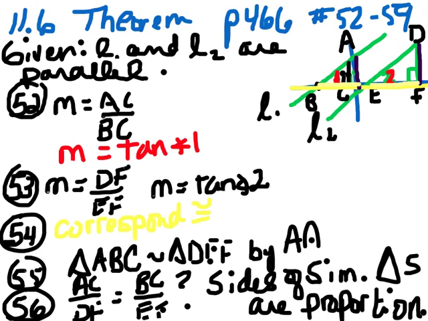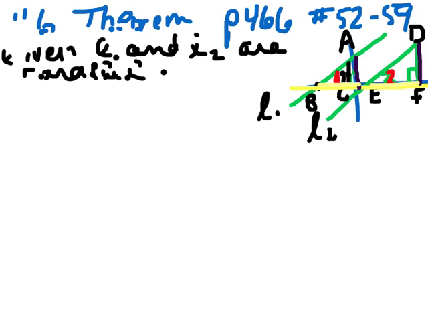You may need to pause the video at this point because I'm going to erase this so I have room to continue this and not have to redraw the drawing there. Okay, so we saw that on 56 that we set the corresponding sides, we made proportions out of them, and so we know that those are proportional. So we have that statement from 56, AC over DF equals BC over EF.